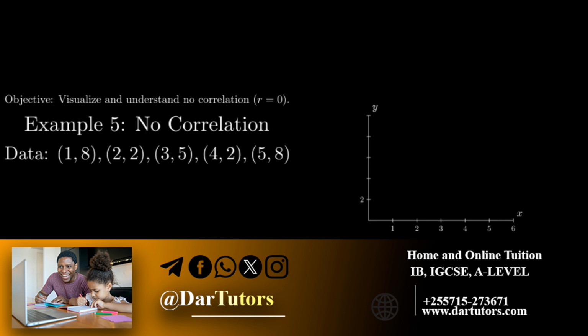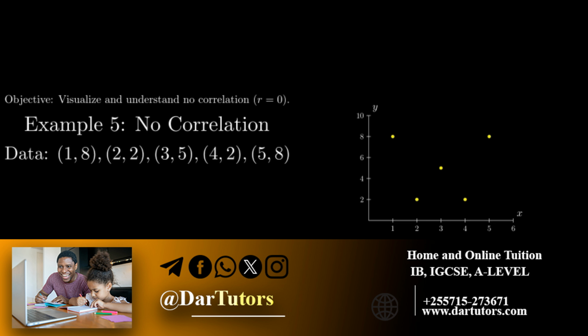We've seen perfect and strong correlations. Now let's look at a final extreme case. Our objective here is to understand what a scatter plot with no linear correlation looks like. What happens when there is no linear relationship between the variables at all? Take a look at this data and its scatter plot.